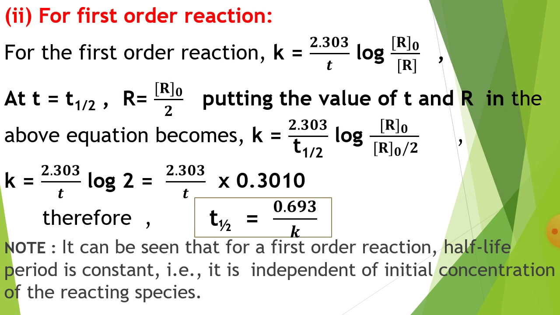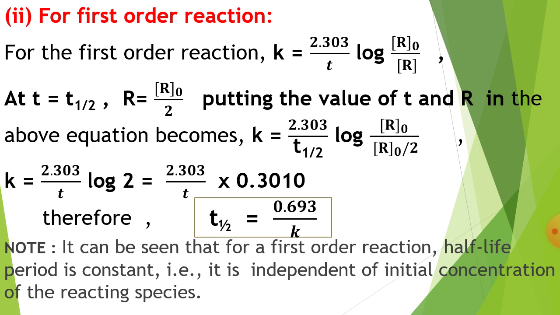Now for the first order reaction. As you know, the rate constant equals 2.303 by T log R naught by R. Here again, at T equals T half, R equals R naught by 2. Putting these values of T and R in the above equation, it becomes K equals 2.303 divided by T half log R naught by R naught by 2.